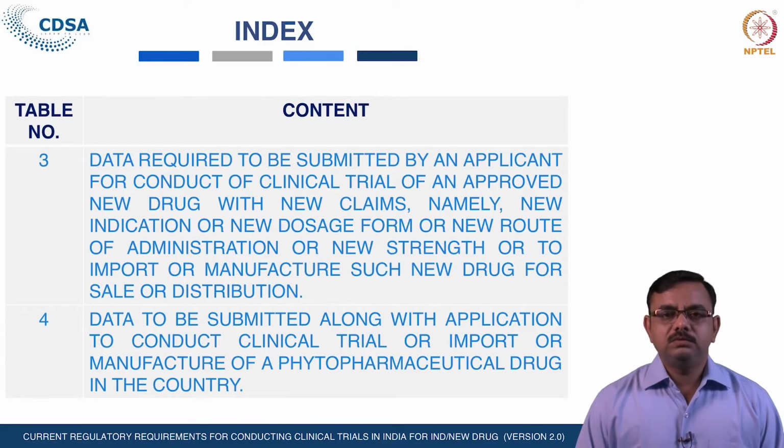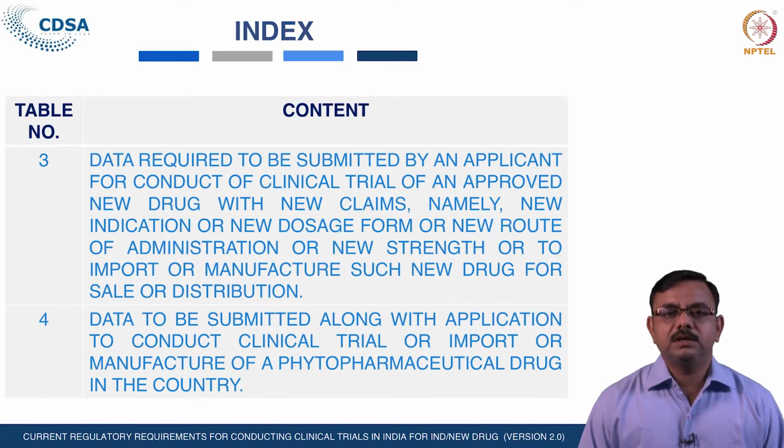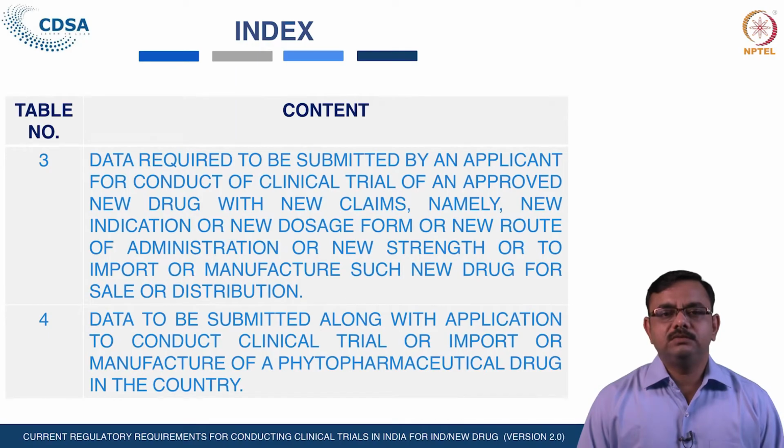Table number 2 is also covered in the other lecture, and it is the data required to be submitted by an application for grant of permission to import or manufacture a new drug already approved in the country, which we call a subsequent new drug. In this case also, the detail about the drug, chemical and pharmaceutical information, detail about the dosage form and its composition, the test, the stability data, then the package insert and the promotional literature, the specimen copy of that package insert, are required to be submitted.